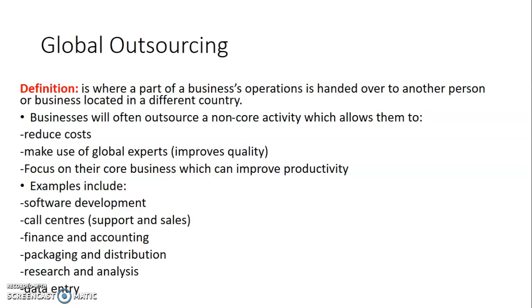So we get someone else to go through and do that in another country. So the really key thing is we get them to do a service type activity for us. So really key reason, again, you might use the experts, you might save costs and all of those key things. It might actually help out our business here because we're allowed to focus on other things. So some of the things that people send overseas: call centers, finance, packaging, distributing, research analysis, data entry.